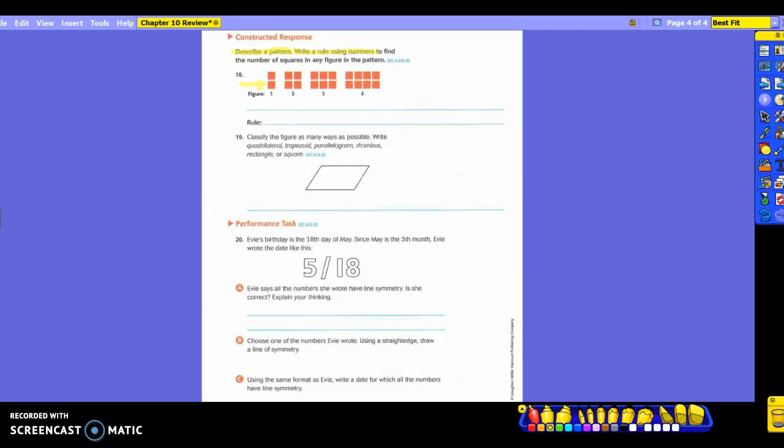So if you're looking here, we have 1 column of 2, and now we added another column of 2. Then we added a 3rd column of 2, and now we have 4 columns of 2. Is everybody following that? Okay, so we just described our pattern as we were going through it.